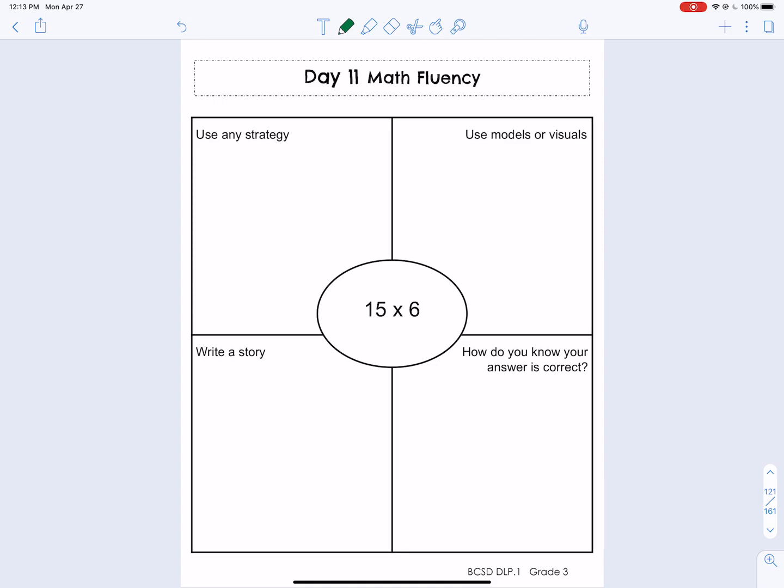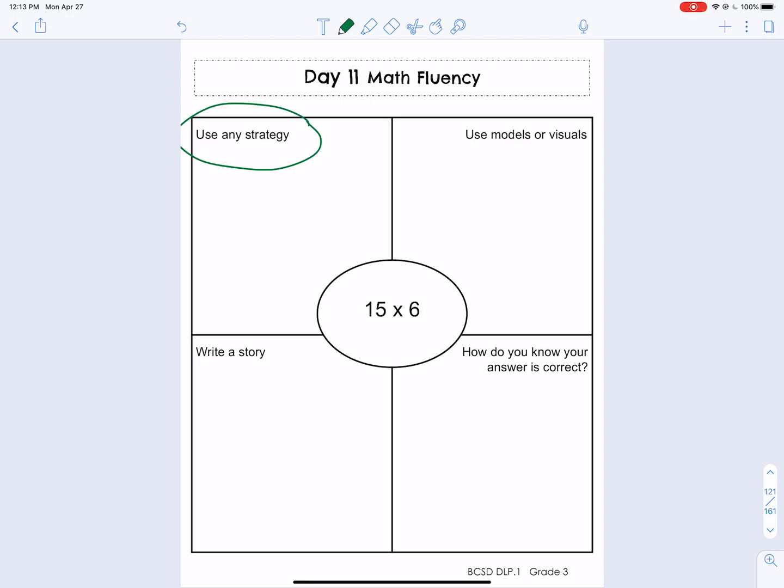The reason I wanted to make a video for a larger math fact is this box right here: use any strategy. The strategy I would recommend is decomposing, or the distributive property. That's because 15 times 6 is a relatively large multiplication fact, and you may not have that fact memorized. So you're going to need to use decomposing to break the larger math fact down into two smaller math facts.